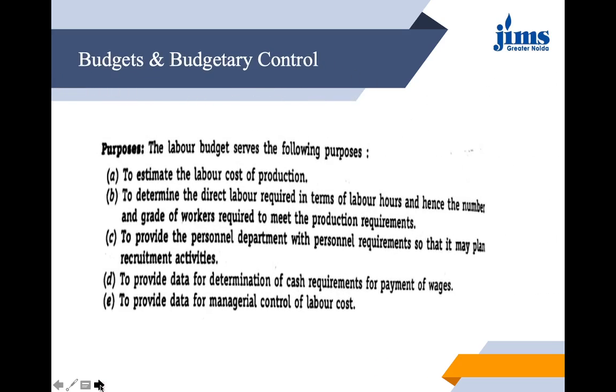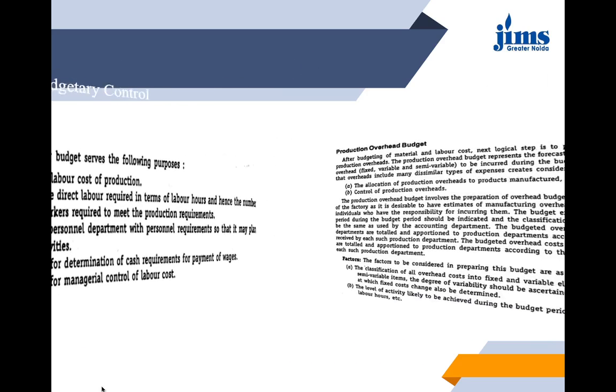Now the basic function or the purpose of preparing the labor budget: to estimate the labor cost of production. It is an important cost. Then to determine the direct labor required in terms of labor hours and the number of workers and the grade of these workers required to meet the production requirements, that is, how many workers we need of which grade. To provide the personnel department with the requirements so that it may plan the recruitment activities accordingly. To provide data for the determination of cash requirements for the payment of wages, that is, how much cash we will be needing. Then to provide data for managerial control of labor costs is also a basic purpose.